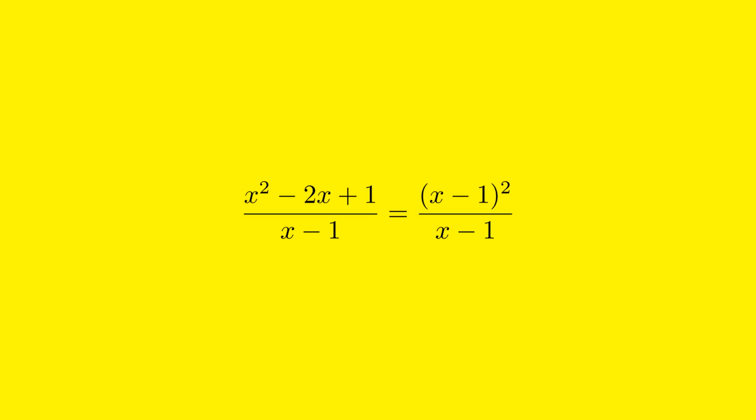Look at the numerator, which is x squared minus 2x plus 1. To factor this, recognize that x squared minus 2x plus 1 is a perfect square trinomial. A perfect square trinomial can be rewritten as the square of a binomial. In this case, x squared minus 2x plus 1 is equivalent to (x minus 1) times (x minus 1). Essentially, this means the same as (x minus 1) squared.